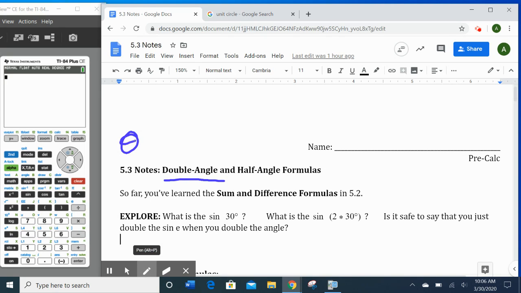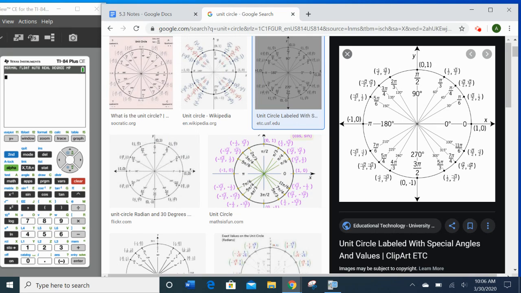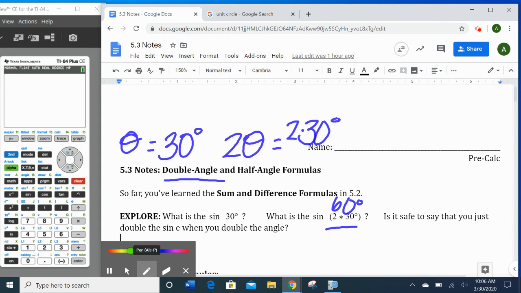Well, that just is the difference between if theta is 30 degrees, then the double angle would just mean 2 times 30, which is 60 degrees. And so the question is, can you just double the sine? So what is the sine of 30 degrees? Well, I have my unit circle pulled up. The sine of 30 degrees is 1/2. And so the question is, is the sine of 60 just double that? Is it just 1? Well, no. The answer is no. The sine of 60 degrees is √3/2.